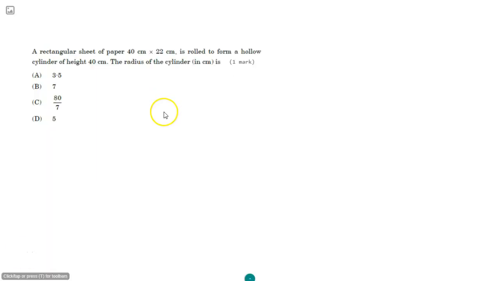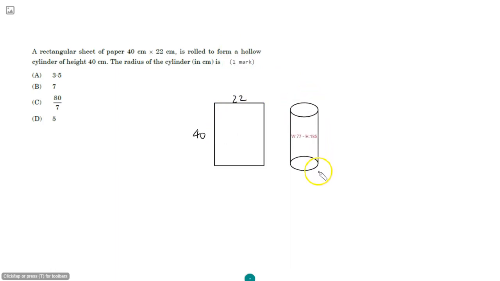We start with a 1-mark question. A rectangular sheet of paper 40 cm by 22 cm is rolled to form a hollow cylinder of height 40 cm. The radius of the cylinder is... So we have a rectangular sheet of paper that looks like this, and the dimensions are 40 and 22, and this is rolled to form a hollow cylinder. You get a cylinder like this and the height is 40. You need to find the radius of the cylinder.